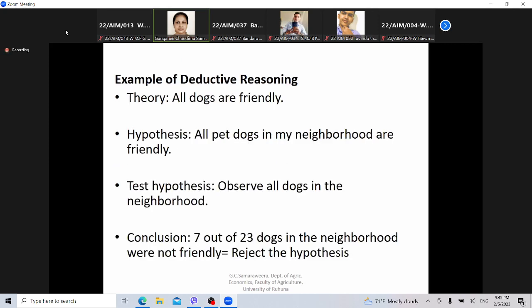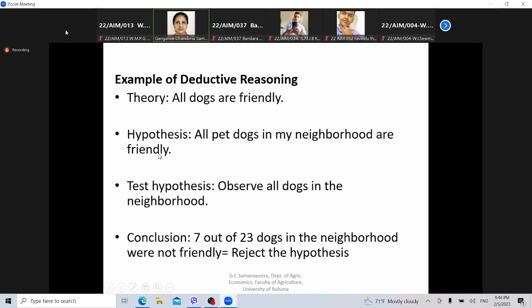In deductive reasoning, we start with the theory. Let's say all dogs are friendly. That's the theory. Then we hypothesize based on the theory: all pet dogs in my neighborhood are friendly. Then, while testing, I observe all dogs in the neighborhood. I conclude 7 out of 23 dogs in the neighborhood were not friendly. Then I reject the hypothesis I developed based on the theory, that all pet dogs in my neighborhood are friendly. That means not all pet dogs are friendly. With 7 out of 23, you can calculate the percentage and see only this many dogs are friendly. So I can't hypothesize based on this theory that all dogs in my neighborhood are friendly.